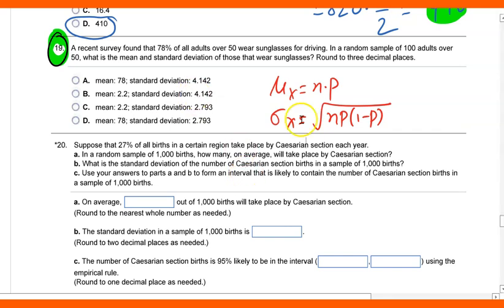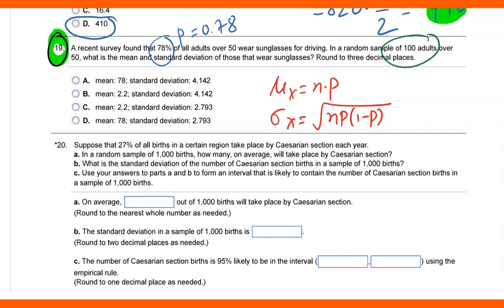And what is the p here? The p is going to be 0.78. What's the n? N is going to be a random sample of 100 adults. N equals 100. Put that in the formula and you'll find the answer.